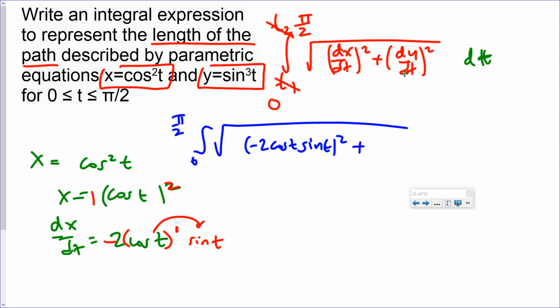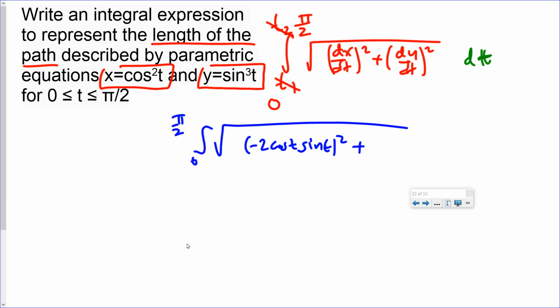plus. All right, now let's find dy/dt. I helped you find dx/dt. You do it on your own. Find dy/dt. Go for it. Go ahead and jot it down, because I want you to make the mistake now. It's way better to make the mistake now than to make the mistake on your test. What is dy/dt?